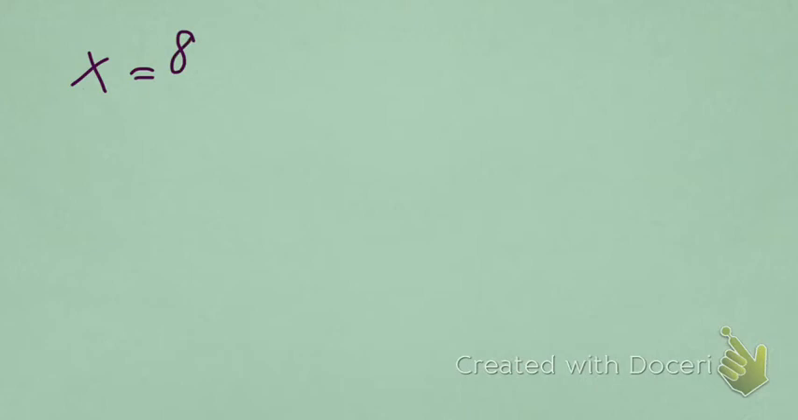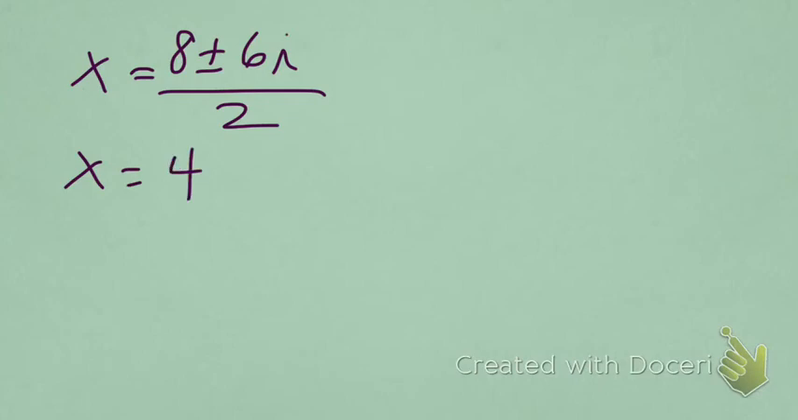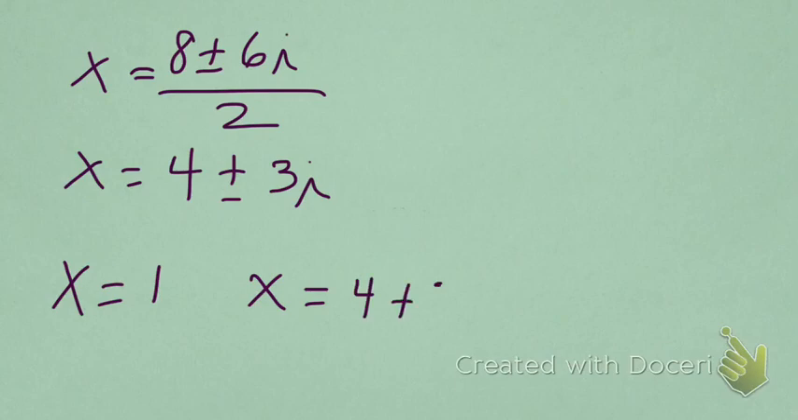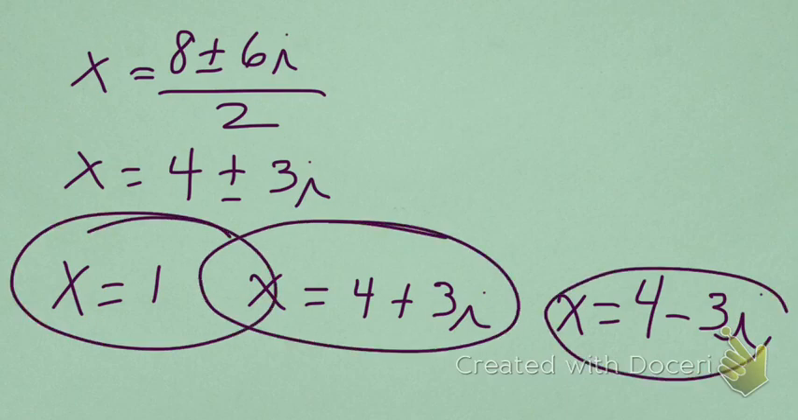We'll simplify that. 8 plus or minus 6i over 2, that's the same as 8 divided by 2, and 6i divided by 2. So we have 2 complex answers. Altogether, we got a real answer 1. We have a complex answer of 4 plus 3i, and the complex conjugate 4 minus 3i. We found all zeros.